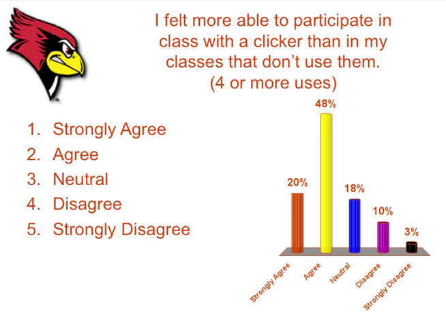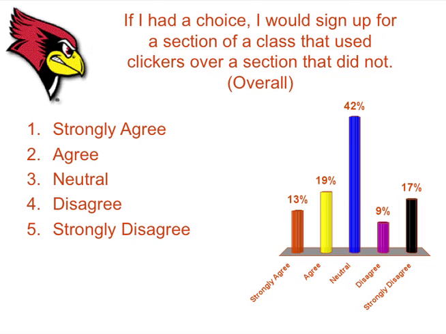So I was actually kind of surprised that it was this high in a small classroom, because those are by nature participative classrooms, but 68% is, I think, a pretty significant number there. I asked them if they had a choice, would they sign up for a section of class that used clickers over a section that did not? So would that influence their choice? And I didn't find as strong numbers here. 32% agreed, 42% were neutral.